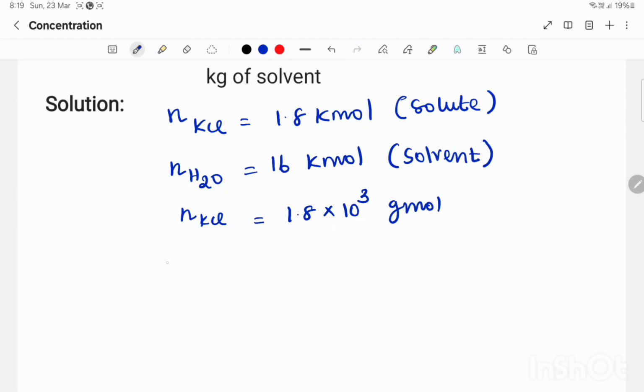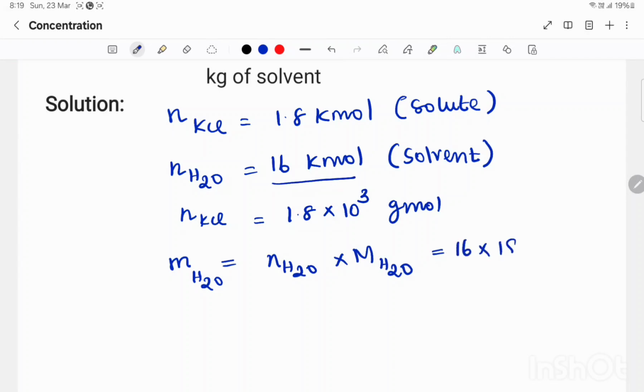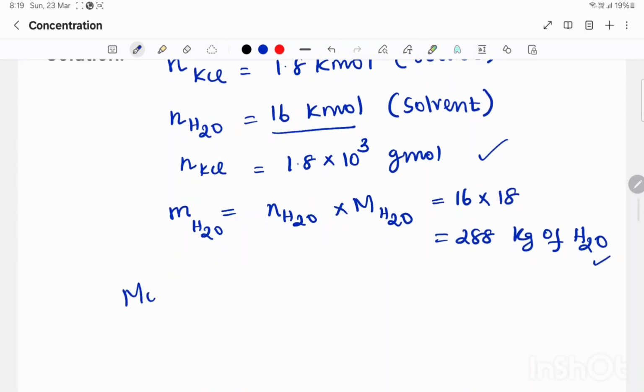So the kg of solvent is nothing but the mass. The mass can be calculated by number of moles of water into molecular weight of water. So the number of moles of water given in the problem is 16. So 16 into 18 is equal to 288 kg of water. So now we have found out the number of moles of KCl, that is solute, and the mass of water. So let us now calculate the molality.